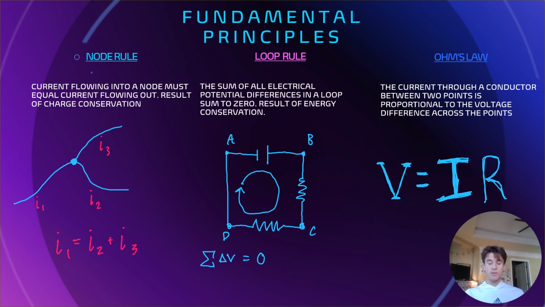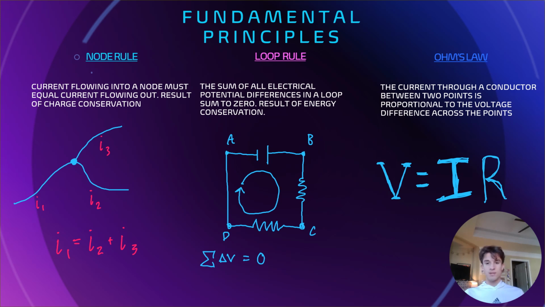So the fundamental principles we need for this lab are two of his laws, the node rule and loop rule, as well as Ohm's law. The node rule basically states that the sum of outgoing currents is equal to the sum of incoming currents through a node. And then the loop rule, which is based on the energy conservation principle, says that starting at any point, going around the full loop in any path, when you get back, the change in voltage will be zero.